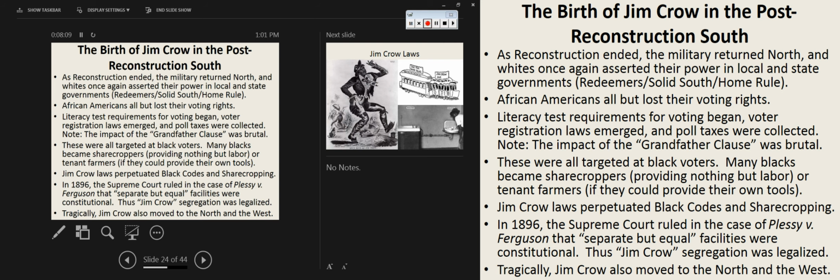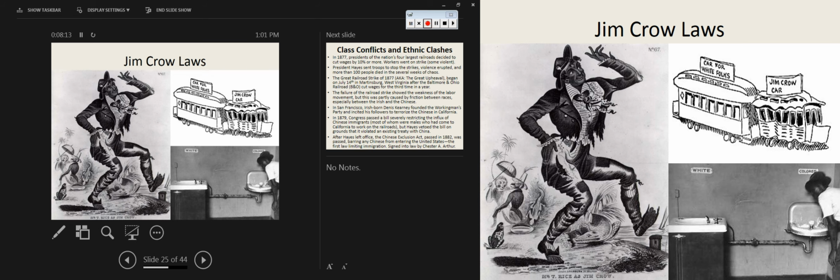So this is a pretty sad moment in American history, because Jim Crow followed African Americans as they moved out of the South to get away from sharecropping, to get away from the racism, to get away from Jim Crow. And we're going to talk more about the Great Migration as we move forward.